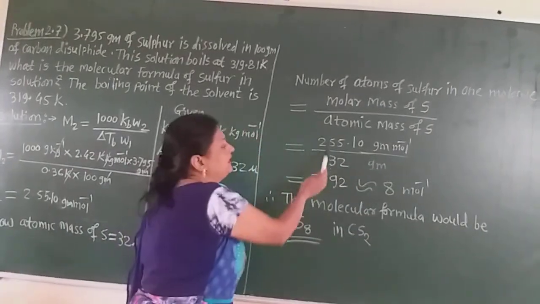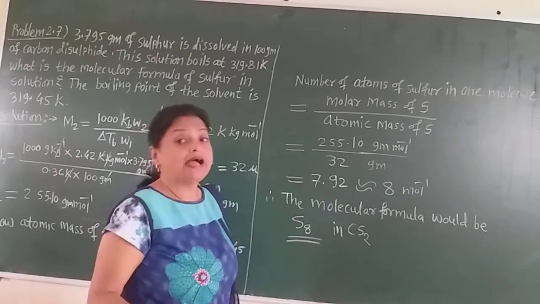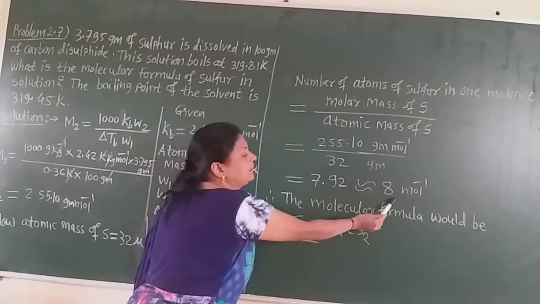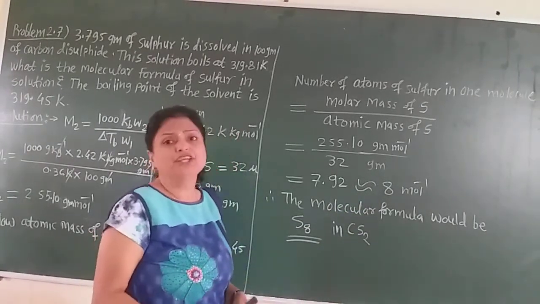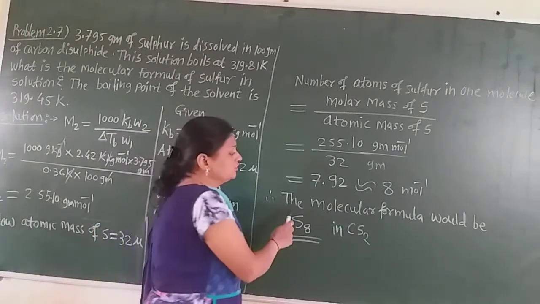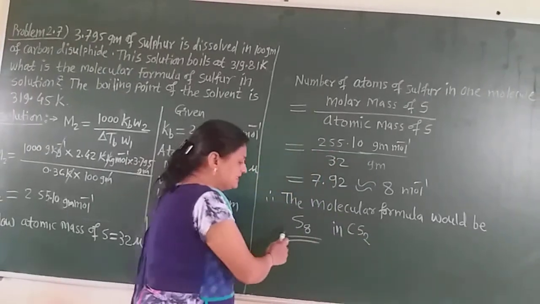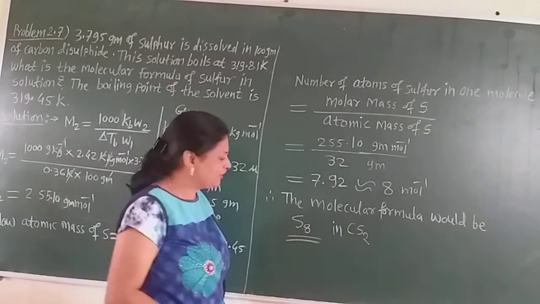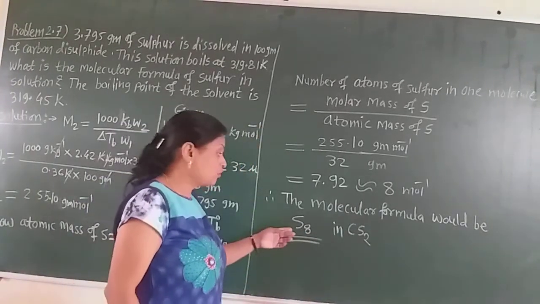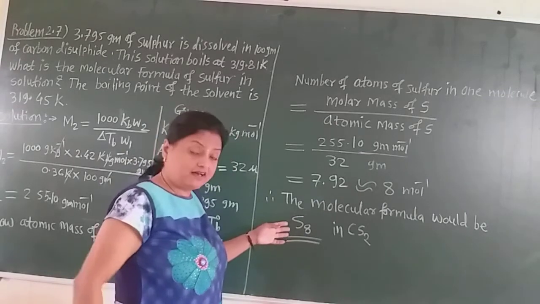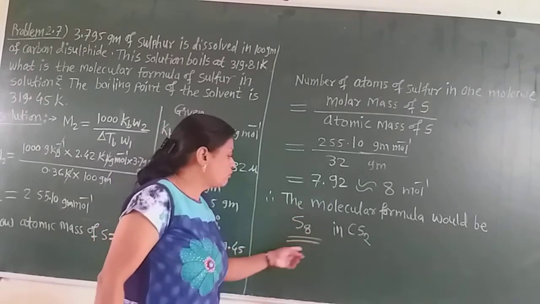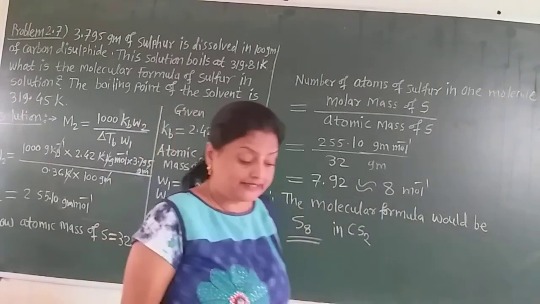Now the value after division is 7.92, but the number of atoms is always an integer, so it is nearly equal to 8. Per mole means in one molecule there are 8 atoms present, and therefore the molecular formula of sulfur is S8. Now this is the molecular formula of the sulfur, which is the solute present in the carbon disulfide. So S8 is the molecular formula of the solute, that is the sulfur.